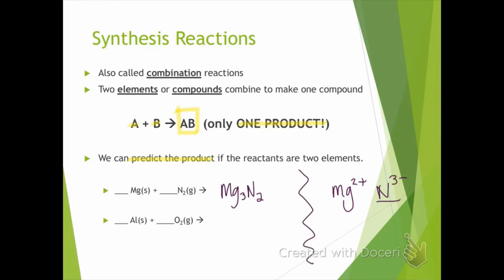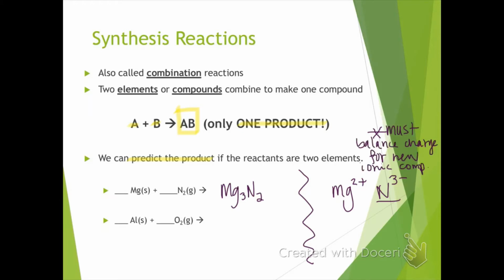Anytime that we are finding the new product for a synthesis reaction or any new ionic product, we're going to have to find the correct compound. We can't just squish together what we already have. If we just squish together and put Mg and 2, that doesn't exist. That's not a thing. So again, we have to find our charges and balance them out for the correct compound.